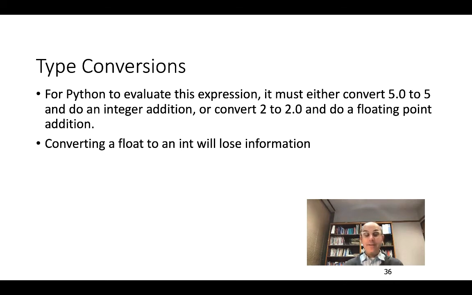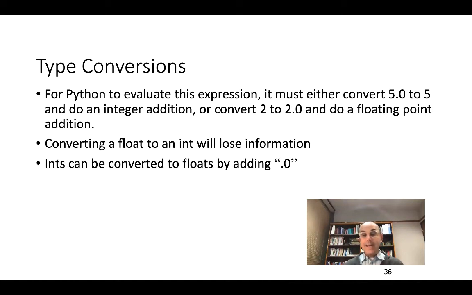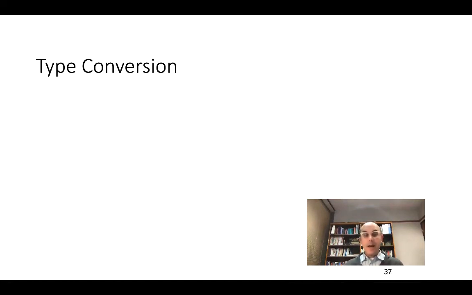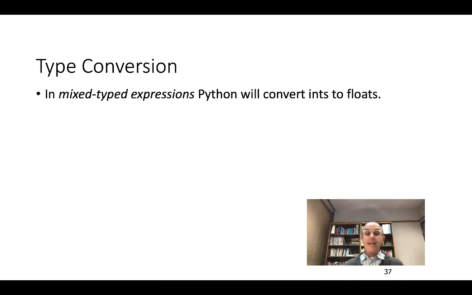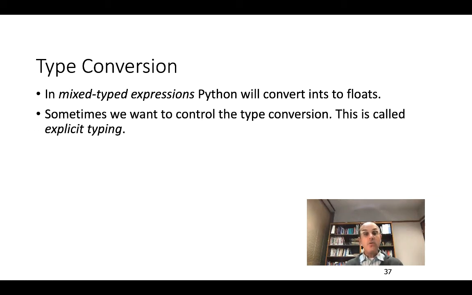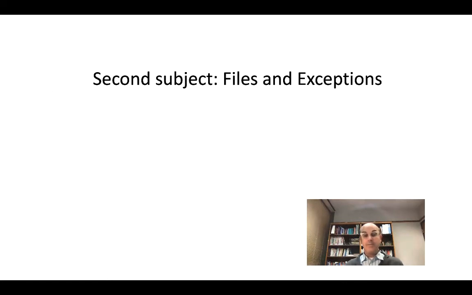Converting a float to an integer will lose information, which again can have an effect. So this type of conversion is called a mixed type expression, which converts integers to float. And sometimes we can control the type conversion by typing explicitly in order for us to do that. So this is again, I am a mathematician, so I'm really keen on it, but now to a little bit easier side.